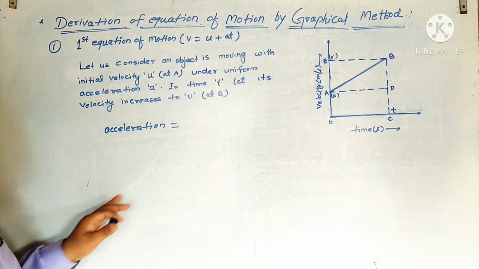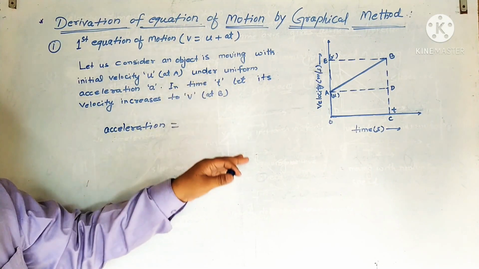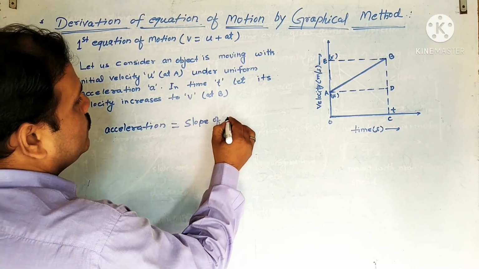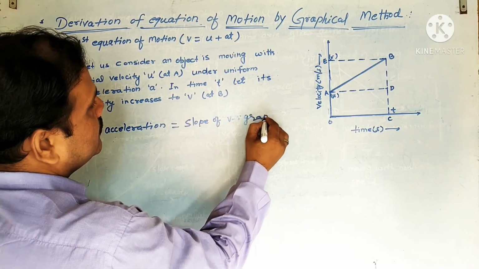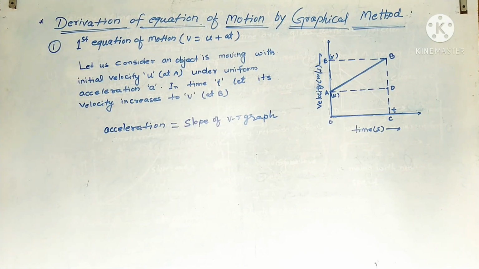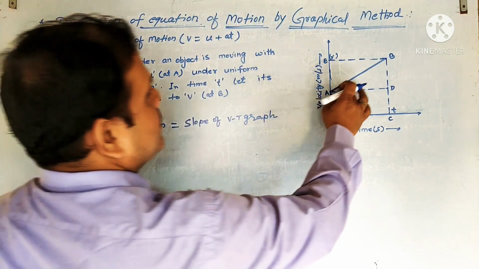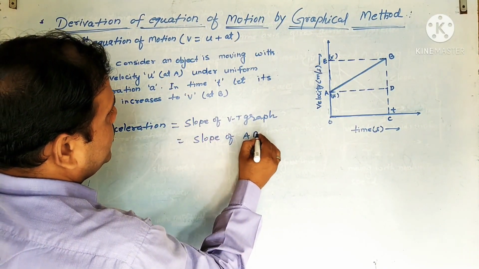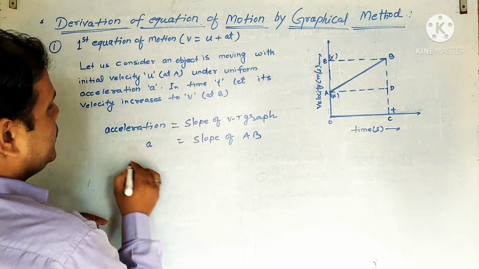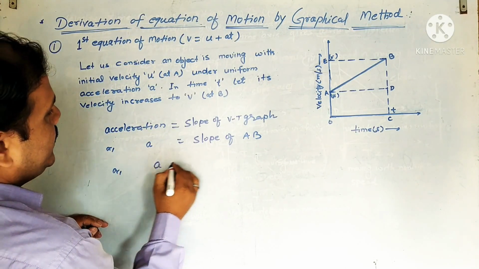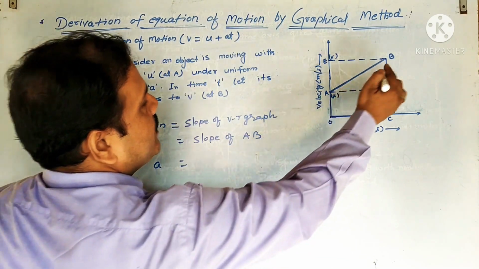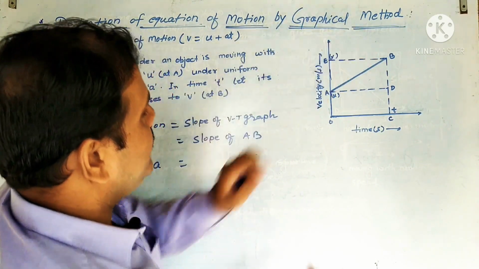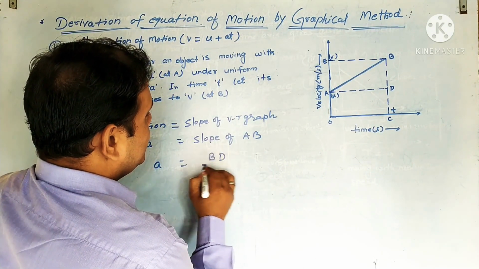Now after this, what will we do? We will write acceleration. How do we find acceleration in a velocity time graph? As I mentioned, by the slope of the vt graph. What is the slope of the vt graph? That is the slope of AB. So you can write here slope of AB, and for acceleration we will use a. Okay. Now a equals the slope of AB, which is given by the angle formed here, BD by AD. So we will write here BD by AD.